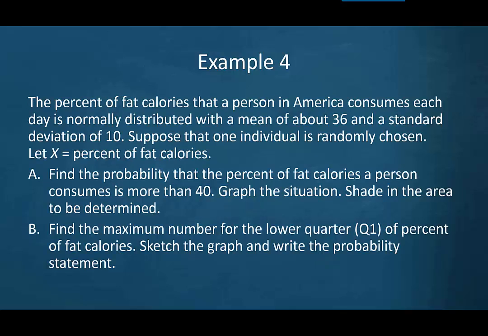Example 4. The percent of fat calories that a person in America consumes each day is normally distributed with a mean of about 36 and a standard deviation of 10. Suppose that one individual is randomly chosen, and let x equal the percent of fat calories. Part A, find the probability that the percent of fat calories a person consumes is more than 40. Graph the situation, then shade in the area to be determined. And I always glance at part B, find the maximum number for the lower quarter. So we're looking for Q1 of percent of fat calories. Let's sketch the graph and write the probability statement.